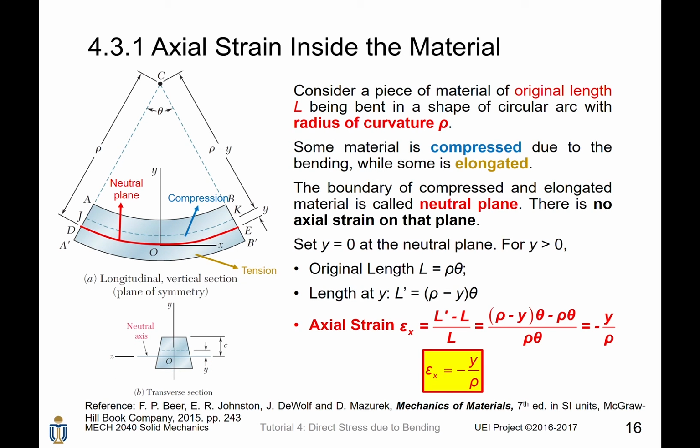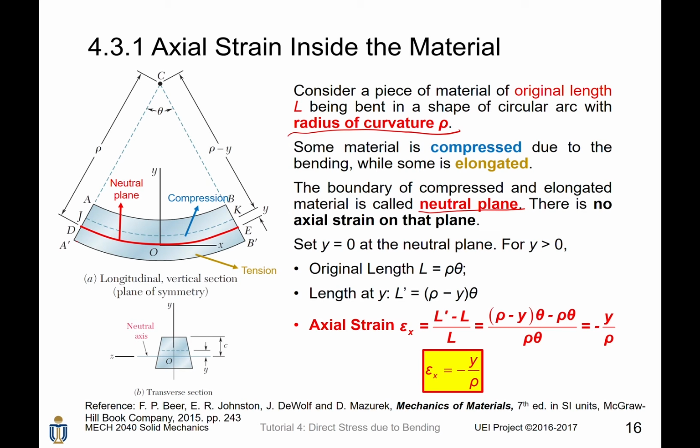Consider a piece of material with the original length L being bent in a shape of circular arc. The circular arc has a radius of curvature ρ. For this piece of material, some portion of this material is compressed, while some portion of the material is being elongated. As you can see, the length of this arc must be smaller than the length of this arc. That means at some position the material is compressed, while at another position, say here, the material could be elongated.